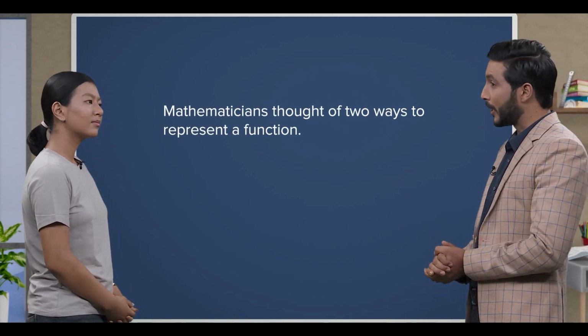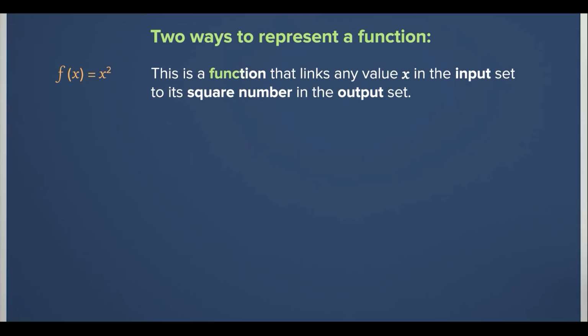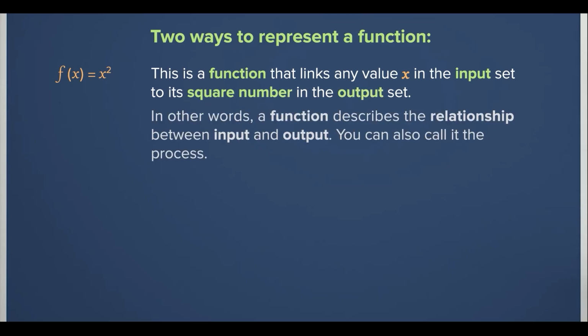And instead of writing or using the word function all the time, we mathematicians thought of two ways to represent a function. The first is to use f bracket x to represent a function, but we read it as f of x. For example, f of x equals x squared. This is a function that links any value x in the input set to its square number in the output set. In other words, a function describes the relationship between input and output. You can call it the process if you like.